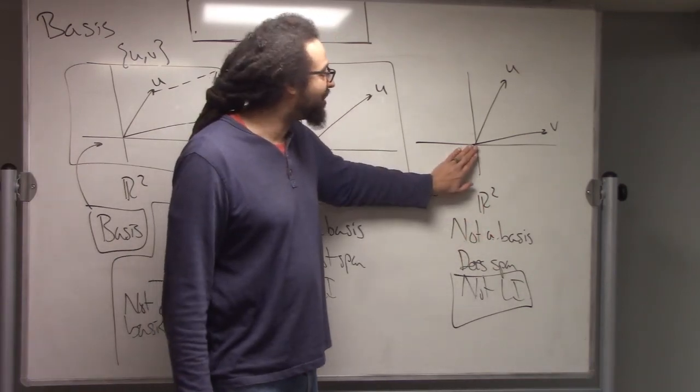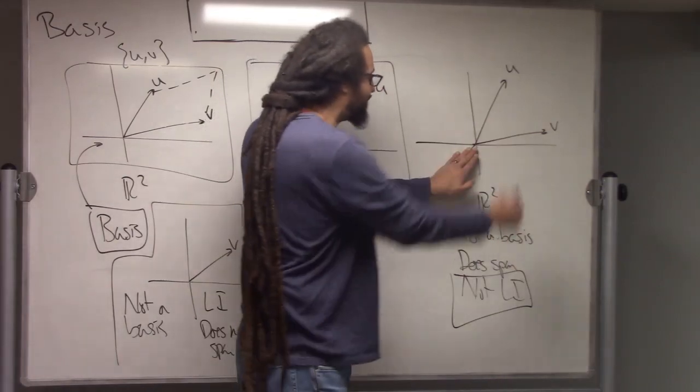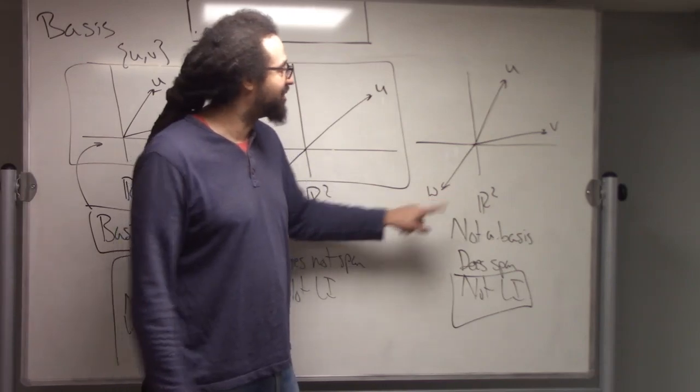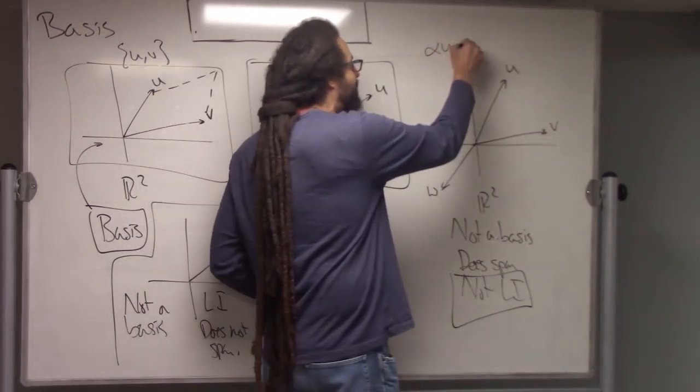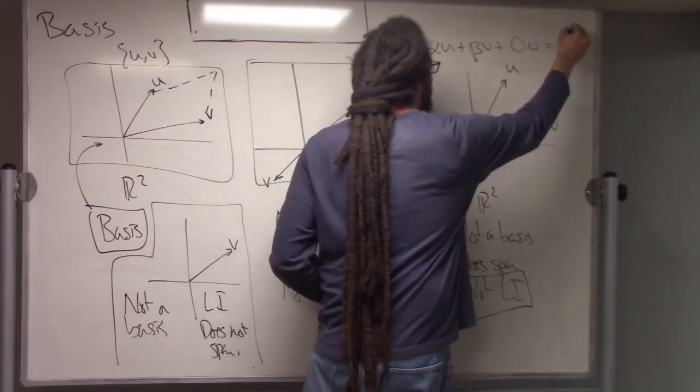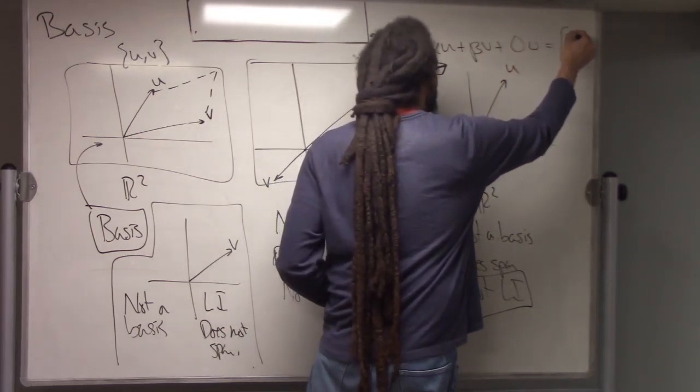If anything in R2 is a linear combination of these two things, well then you can make anything in R2 a linear combination with this third thing. Like you could just do alpha U plus beta V plus 0 times W is equal to some point, say, (p, q).